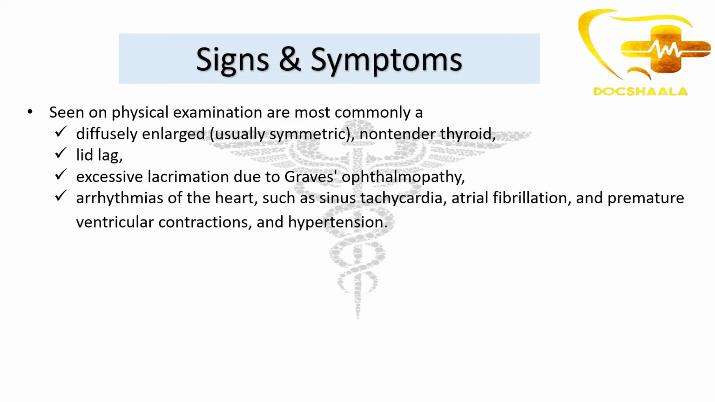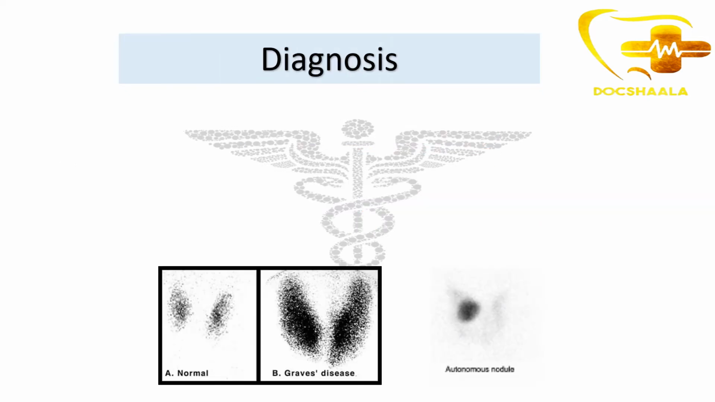Then on physical examination, what do we see? We commonly see an enlarged non-tender thyroid. Lid lag is seen. Then excessive lacrimation due to Graves' ophthalmology. Along with that, arrhythmias of the heart such as sinus tachycardia, atrial fibrillation, and premature ventricular contractions, and hypertension are seen. And coming to the diagnosis, how do we diagnose it?